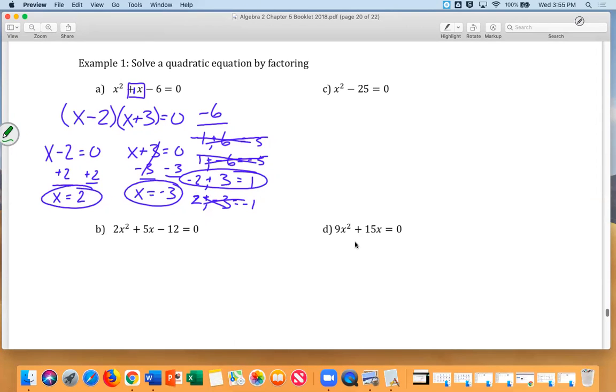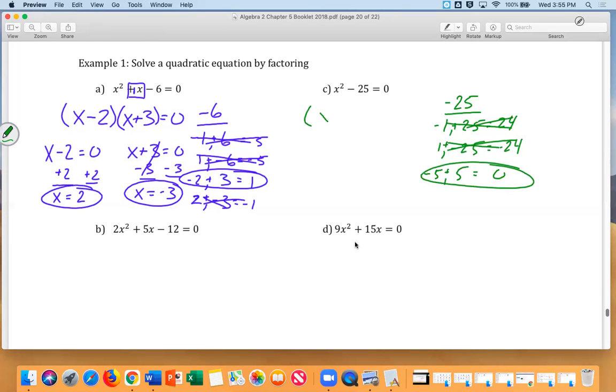let's go over C. Well, C says, well, we have no middle term. So we're looking at the factors of negative 25 that add up to 0. Well, we have negative 1 and 25. We have 1 and negative 25. We have negative 5 and 5. Which one of these add up to 0? I think it's easy to say that it's the last one. So that's not it. That's not it.